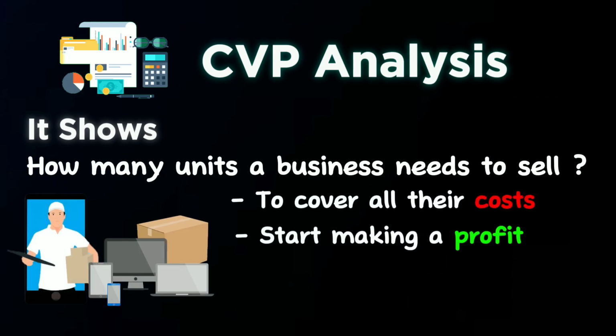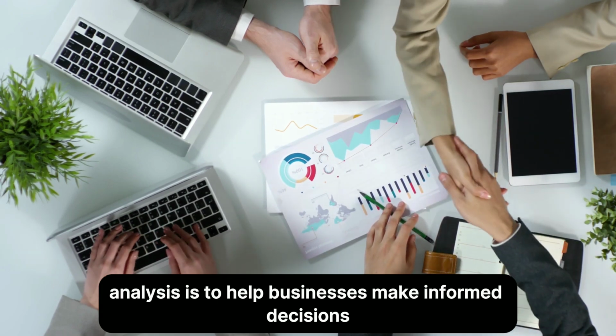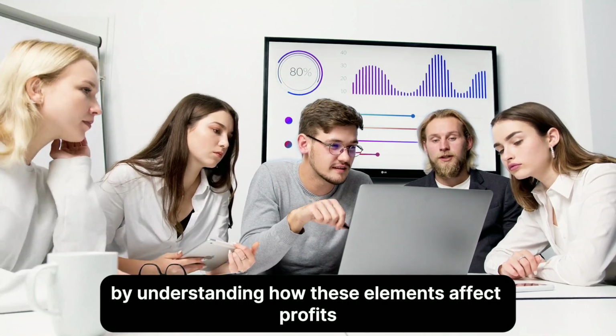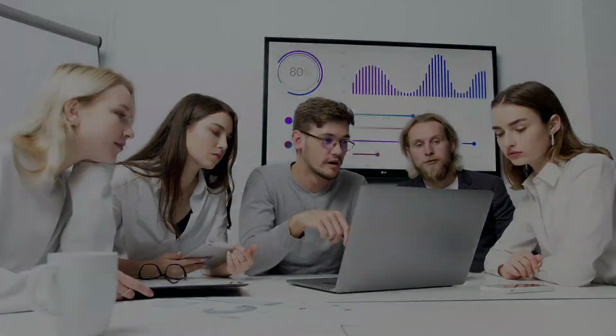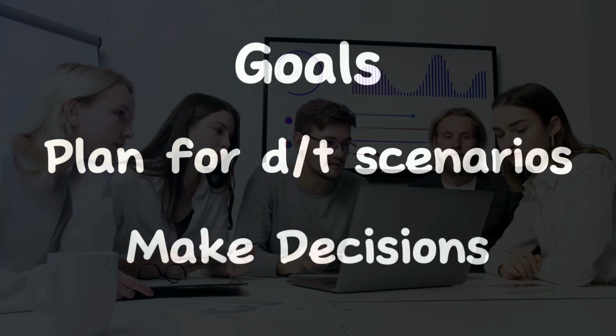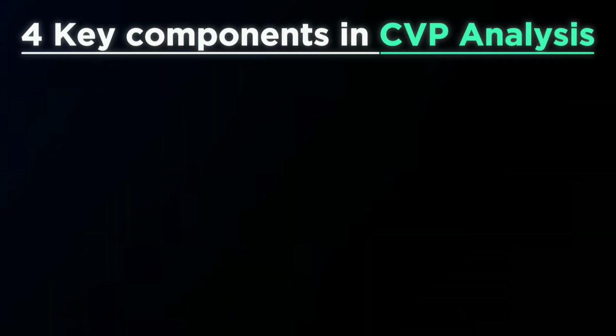The purpose of CVP analysis is to help businesses make informed decisions about pricing, production levels, and cost management. By understanding how these elements affect profits, businesses can set goals, plan for different scenarios, and make decisions that increase profitability. There are four key components in CVP analysis.